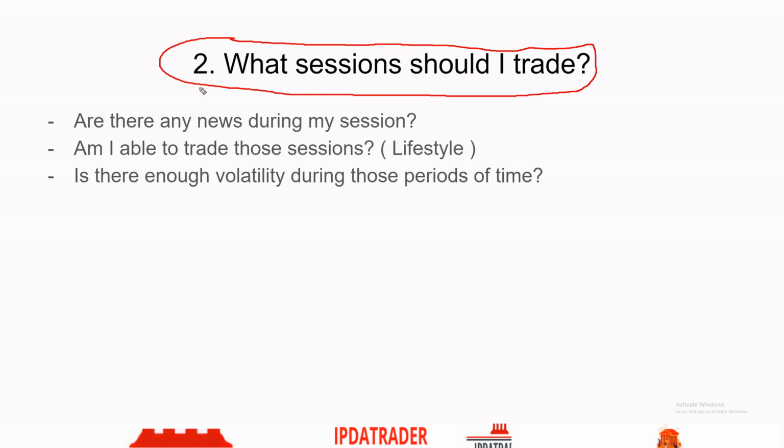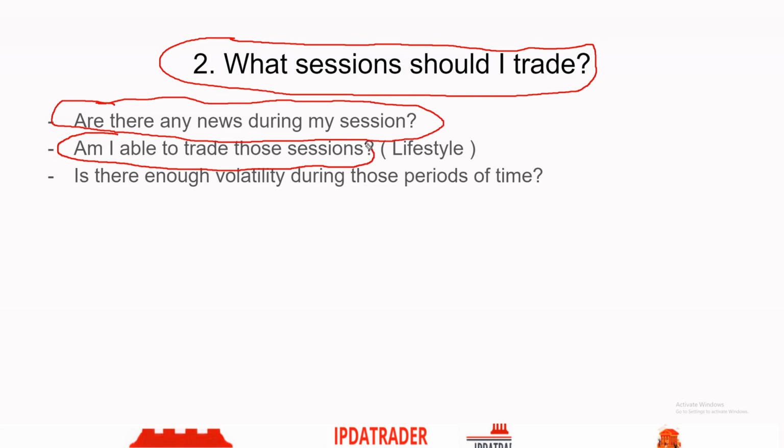Now, once you've chosen your session, you need to go once again over these questions over here. Are there any news during my session? Let's say you choose to trade the New York session, then you should be aware that around New York Open and the New York Stock Exchange Open, you're going to most likely have always some sort of news reports, whether that be CPI, GDP, whatever it may be. You want to be paying attention to that. Once again, am I able to trade those sessions? Does your lifestyle allow you to actually sit in front of the charts and trade London session or New York session or Asian? You need to identify that information for yourself.